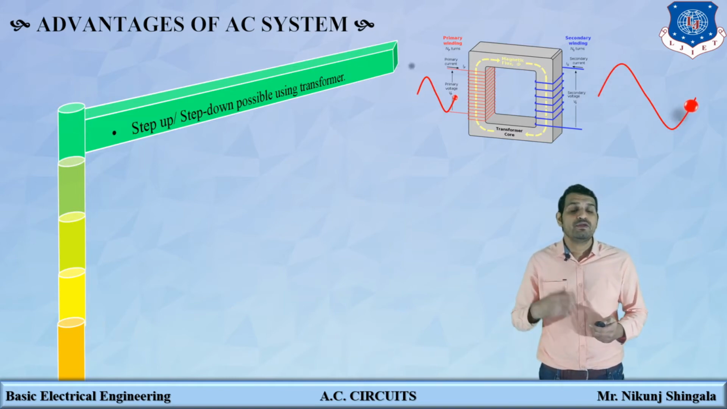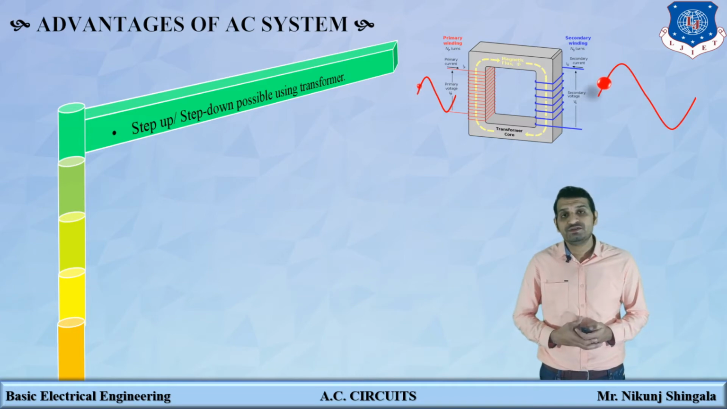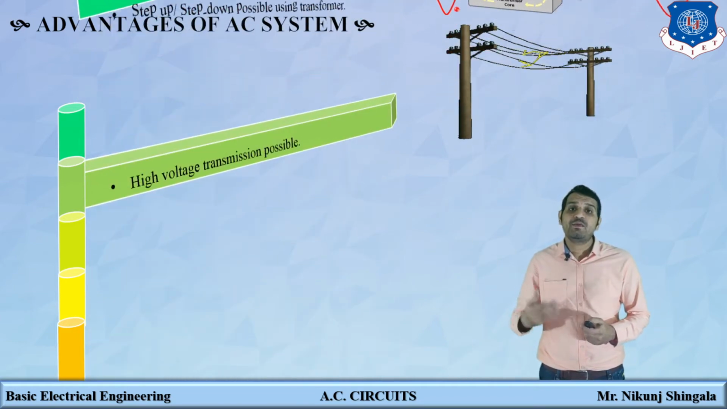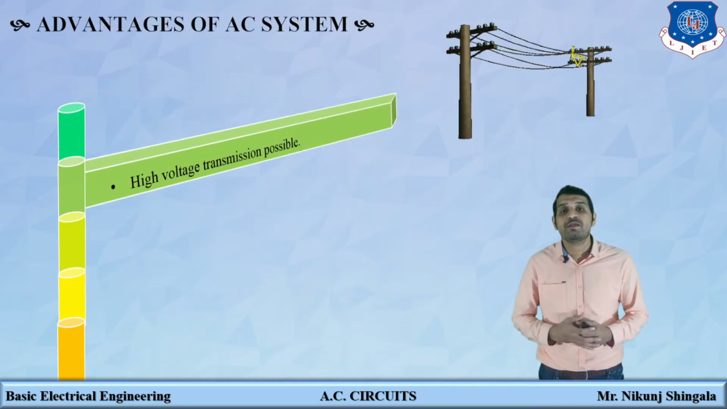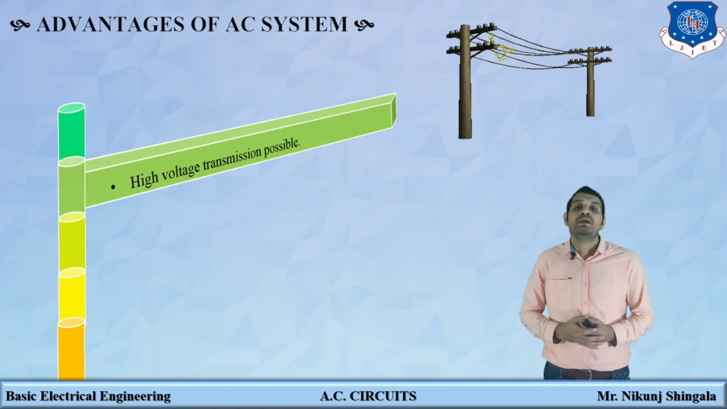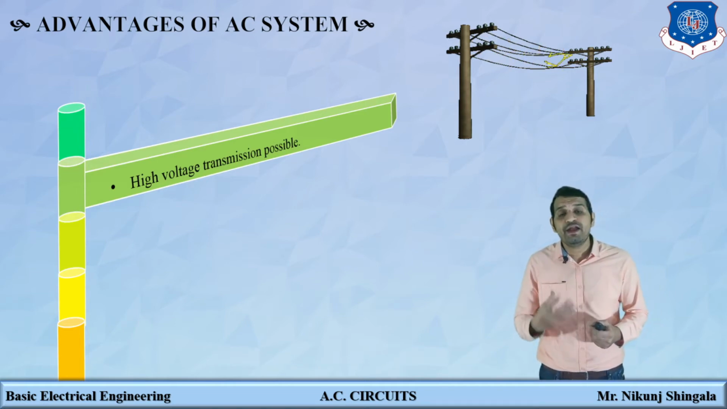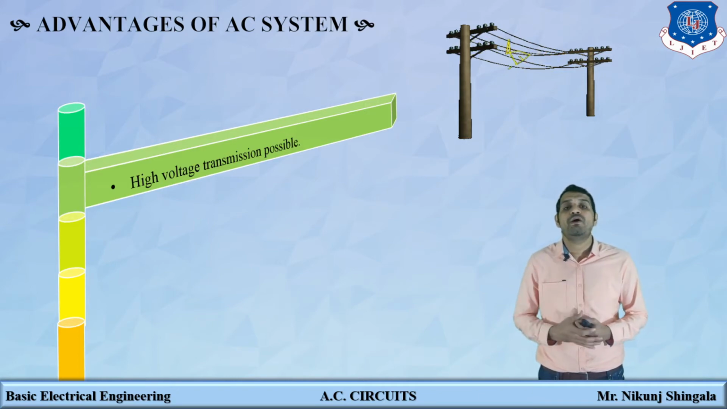This is one of the advantages of the AC system over the DC. Next one is that high voltage transmission is possible. High voltage transmission has advantages because when voltage is transmitted at a high value, power losses are reduced. As AC voltage can be raised to a high value using a transformer, high voltage transmission is possible, and ultimately because of that, losses can be minimized.